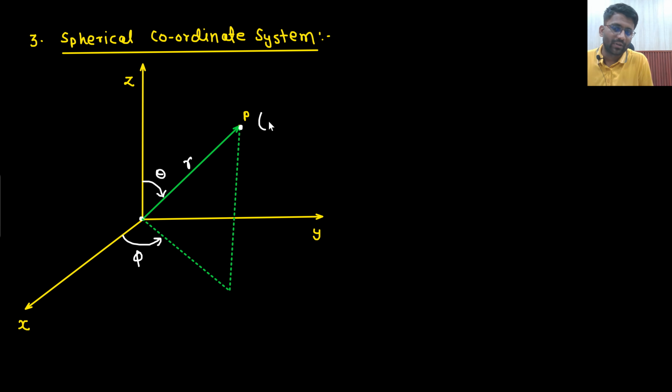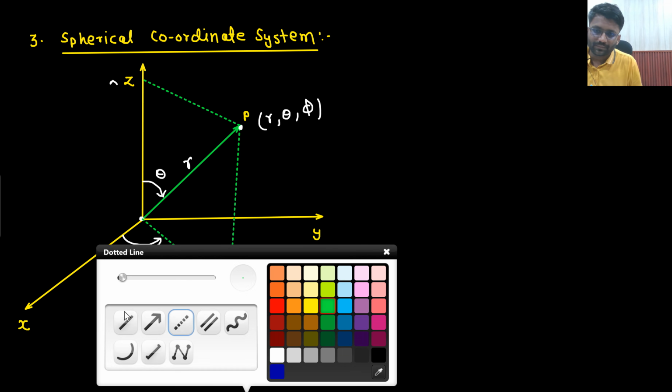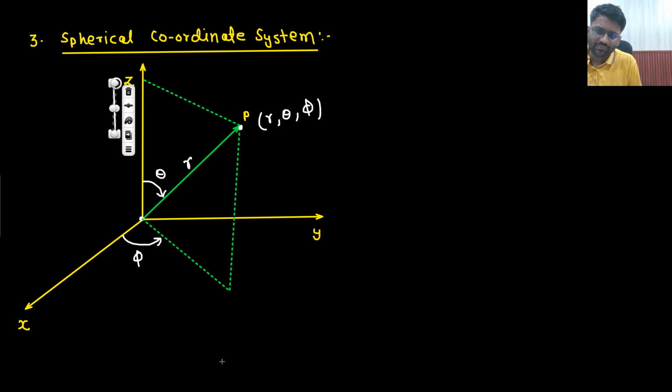This point will have the parameters r comma theta comma phi. Now if this is r, then what will be the projection on the z-axis? What will be this much distance? If this is r, this much distance would be nothing but r cos theta.